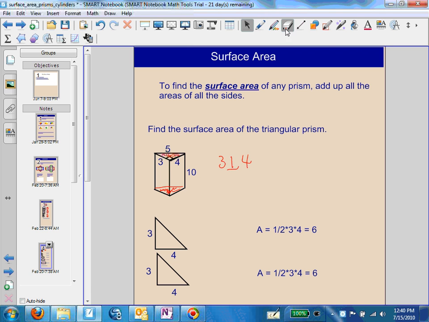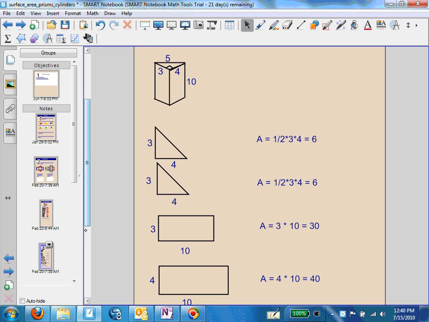Next, we're going to look at the 3 sides. This prism has 3 rectangular sides, so we're going to use length times width, or base times height, to find the area of the sides. So we have a side that's 3 times 10. That's this side right here, length of 3, and then a length of 10. Our height is 10 on all of these, and that gives us 30. Then we have another side that's 4 times 10.